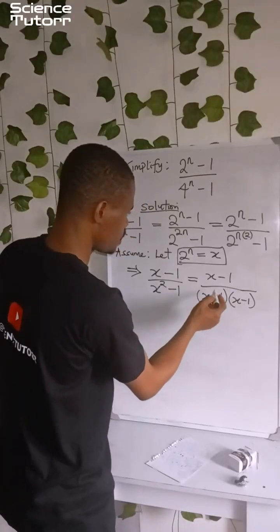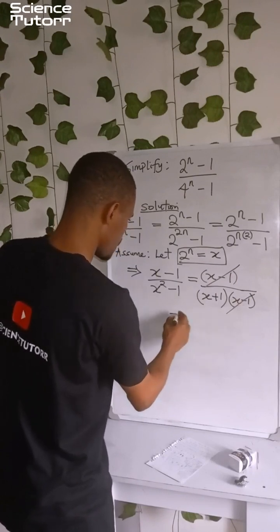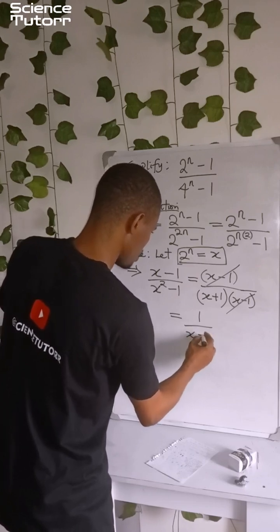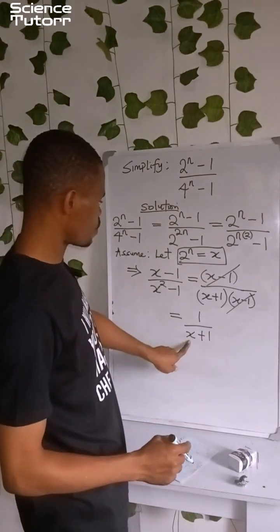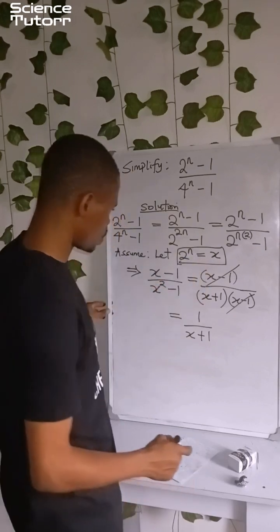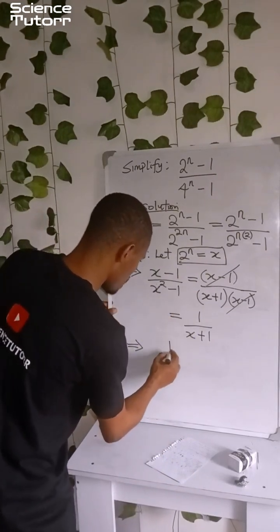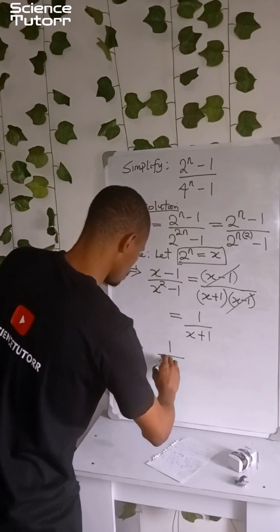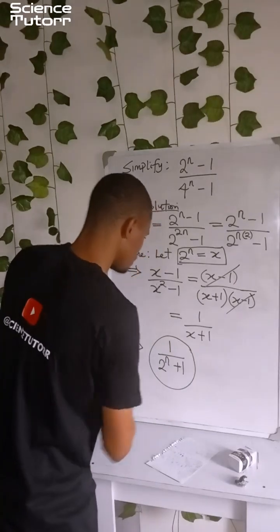At this point, you can see we have like terms. So this cancels this, which automatically becomes 1 over x plus 1. So with this, we can now replace x. Remember, we assumed x to represent 2 raised to power n. So let's go back to our assumption. That means 1 over x becomes 1 over 2 raised to power n, plus 1, which becomes our final answer.